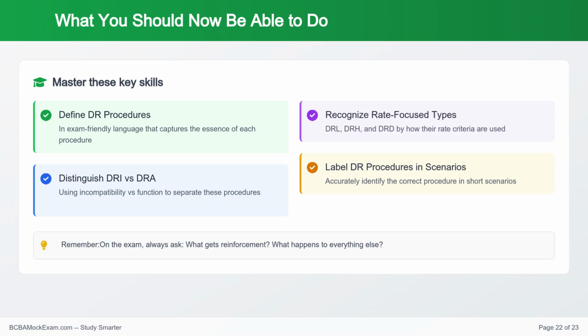Here's our quick summary. DRO equals reinforce 0 occurrences. DRI equals reinforce a behavior that can't happen at the same time. DRA equals reinforce a functional alternative. DRH equals increase rates. DRD equals reduce gradually. DRL equals space behavior out. If you understand these differences, you'll be ready for almost any DR question the exam throws at you.